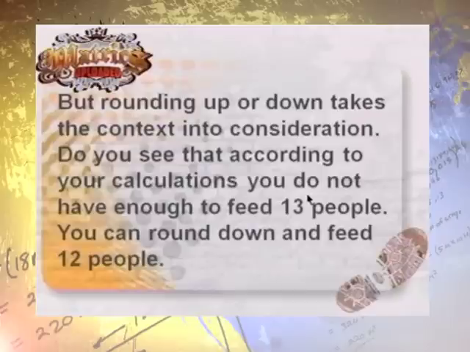Rounding up or down takes into consideration the context. Do you see that according to your calculations, you do not have enough to feed 13 people? Your recipe is going to give you 12,7. What we can then do is say, well, look, it's 12,7, so you can feed 12 people. You'll have a little bit extra there, but that is better than trying to round up and feed 13. So in the real world situation, your recipe can only feed 12,7, so you round down to 12.